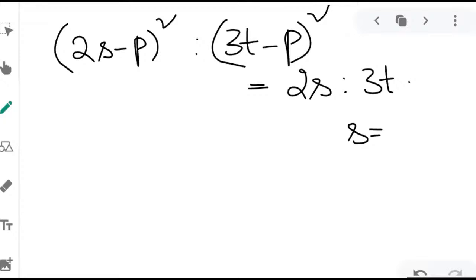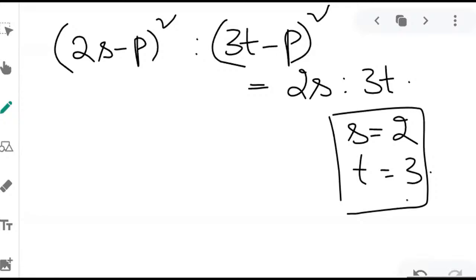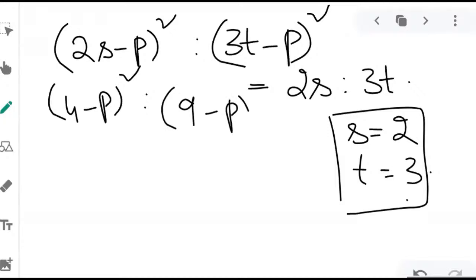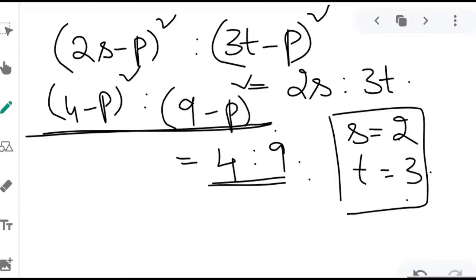Sorry. S is equal to 2 and t is equal to 3. (4 minus p) whole square is to (9 minus p) whole square is equal to 4 is to 9. Right? So for this condition, try to apply each and every one of your options. First one is p square is equal to 6st. Right? That is my answer.